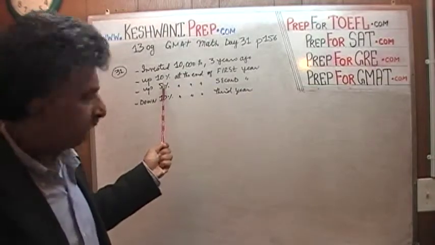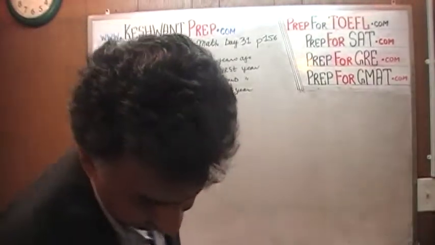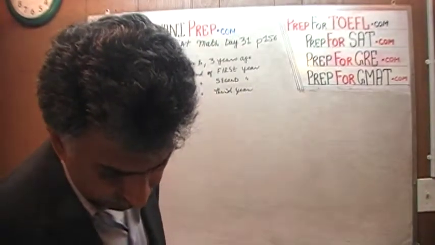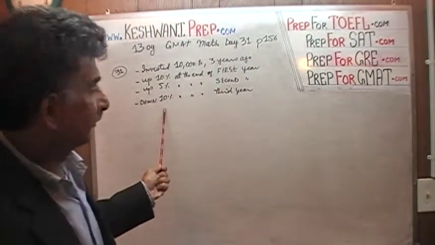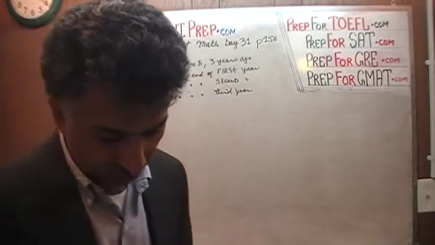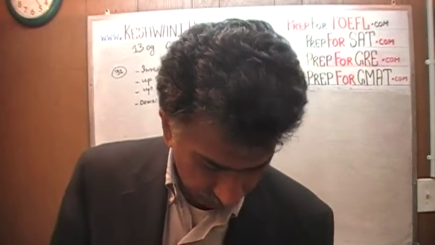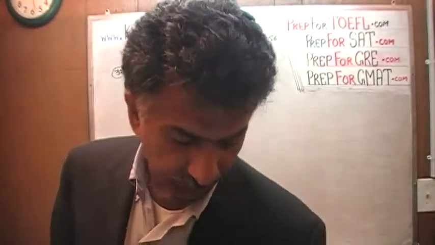Then they go on to tell us that at the end of the first year, the fund is up 10%. The value of the account increased by 10% during the first year. It increased by another 5% at the end of the second year, and then it was down 10% at the end of the third year. The question simply is, how much money do we have in the account at the end of the 3-year period? What is the value of the account today?